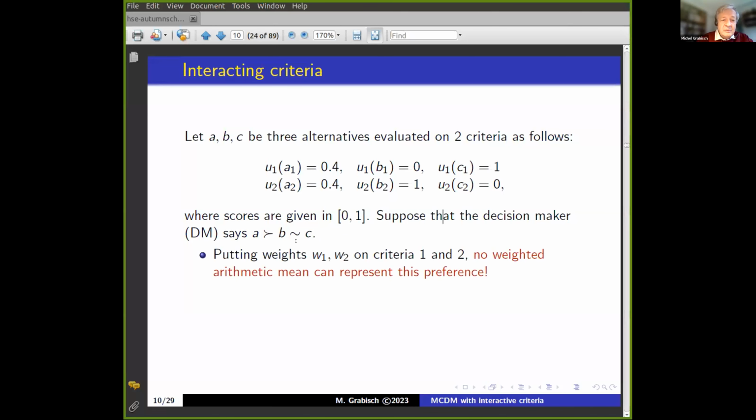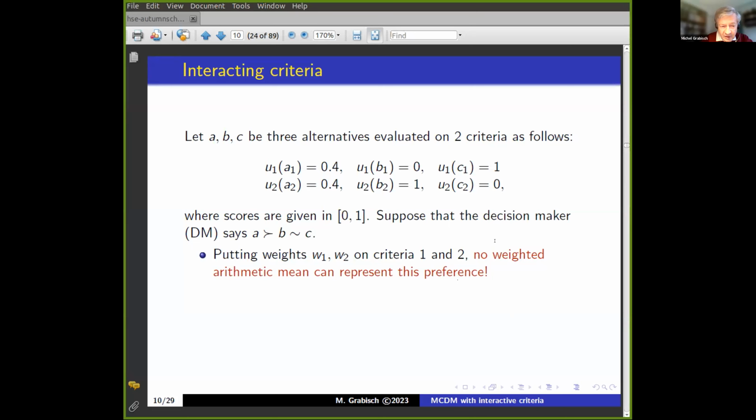So now, suppose you want to model this preference by a weighted arithmetic mean. It's very easy to see that this is not possible. Whatever the weights you put on the 2 criteria, it's absolutely impossible to rank alternative A first, because what you will obtain is an overall value of 0.4. And here you will not be able to rank them afterwards.